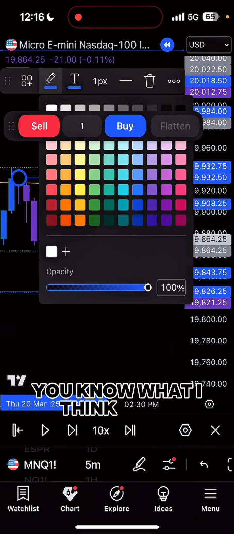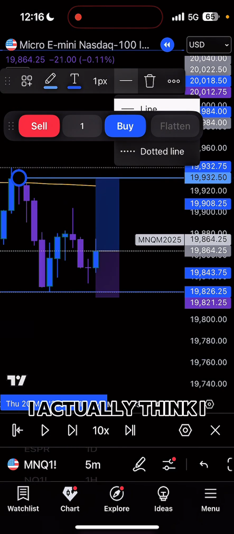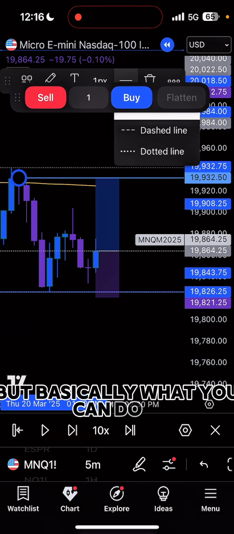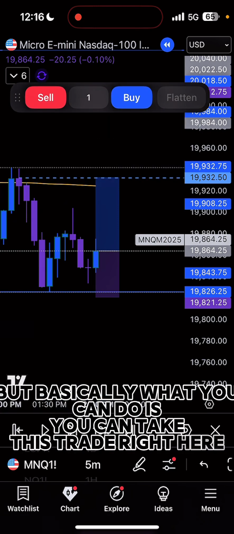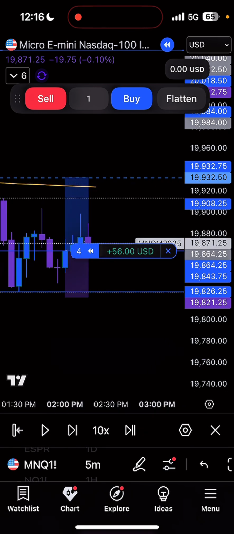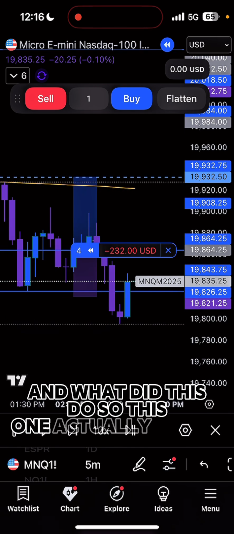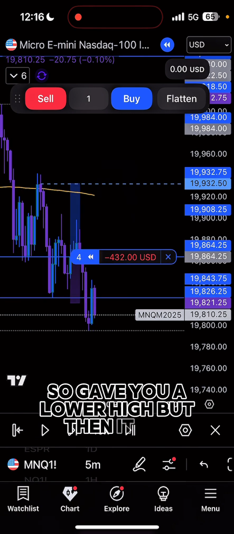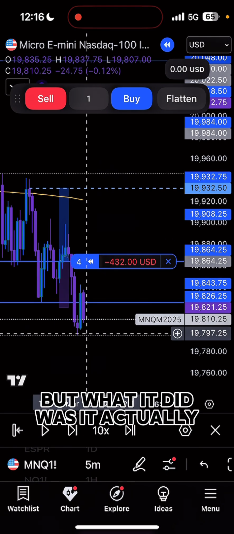You know what? Now that I'm marking this down, I actually think I did take this trade. But basically what you can do is you can take this trade right here. And now I'm realizing I could have just been pressing buy so y'all can actually see what it looks like. And what did this do? So this one actually kicked you out. So it gave you a lower high, but then it did kick you out.